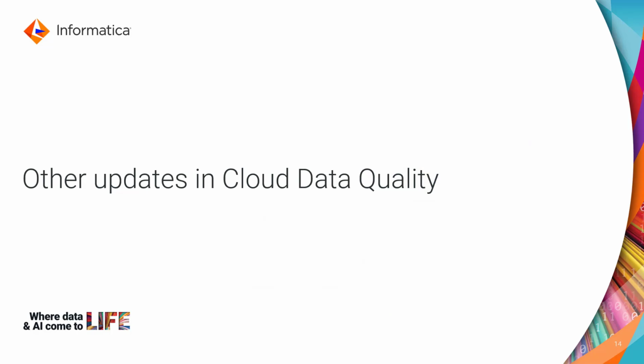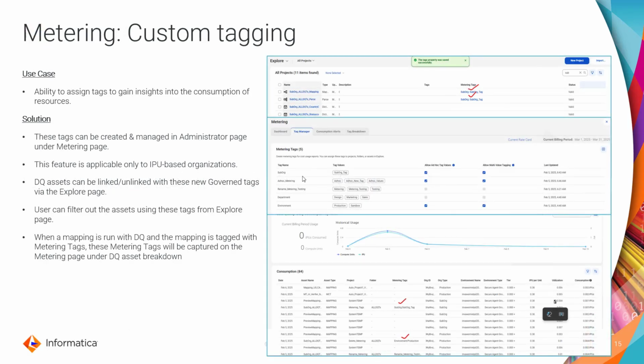So some other smaller updates in cloud data quality. One is called metering for custom tags. If you wanted to charge back your different departments, one way of doing it for all mappings that run data quality or profiling is to create metering tags. These tags can be created in the administration page. This feature is only available for customers that are in IPU-based license.